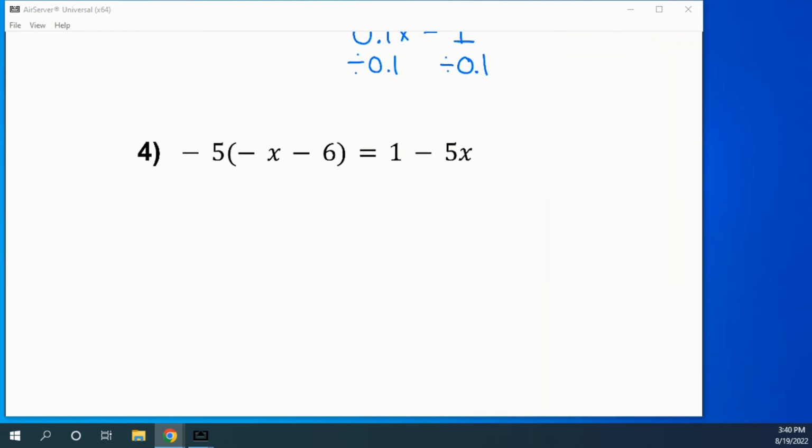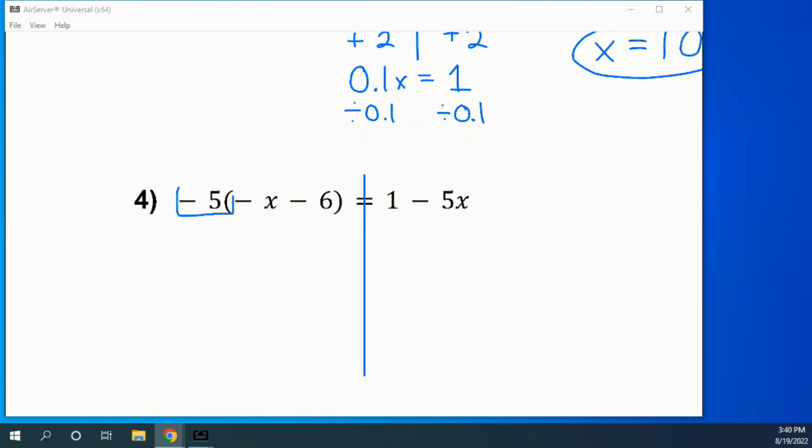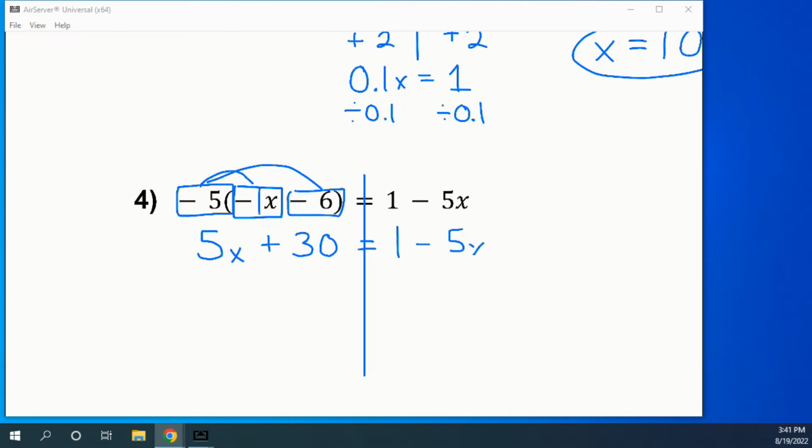Number 4, last one of these particular problems. Look for distribution. We do have it. Taking this -5 times this -1 to get a positive 5x. Take -5 times -6 to get plus 30. There's no distribution on the right side, so I bring down the 1 minus 5x.